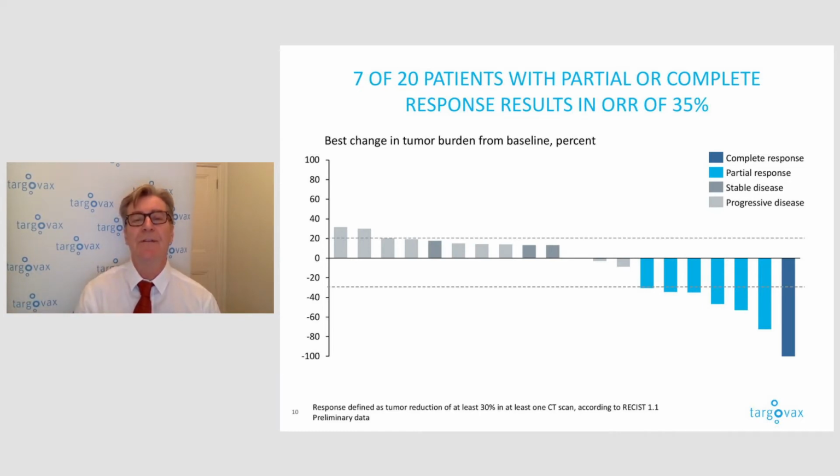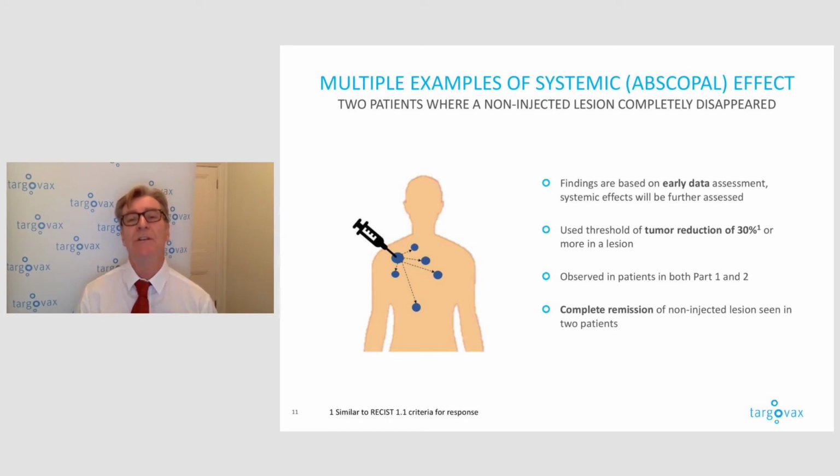So going to slide number 11, we are excited about the fact that we've seen response in non-injected lesions. That can also be called abscopal effect. And we saw it in several patients, and we saw it in both part 1 and part 2. So what am I talking about? Well, what this little picture is trying to illustrate is that we will inject the virus into one melanoma lesion.